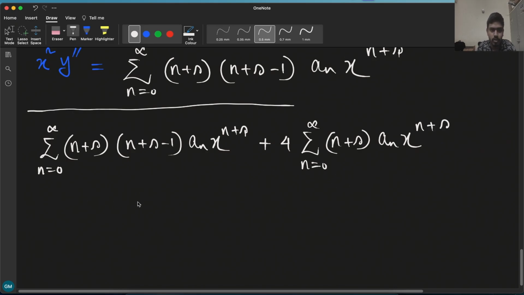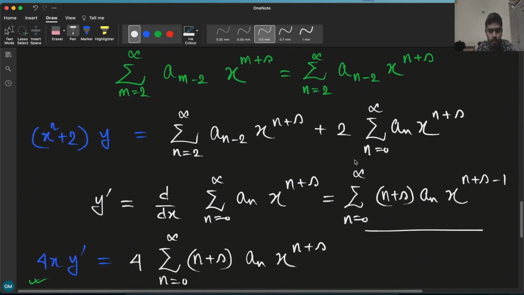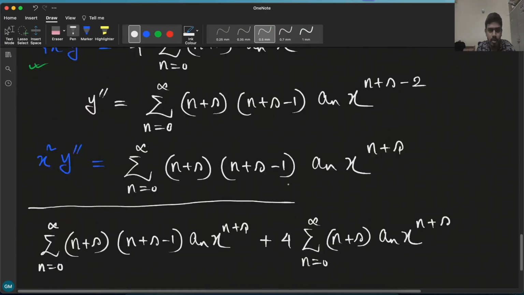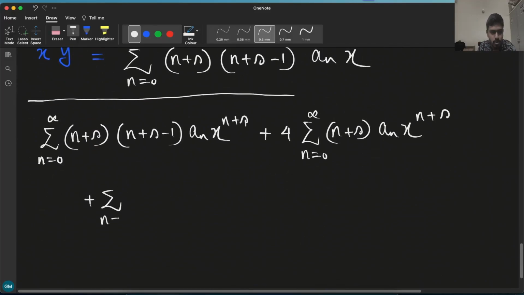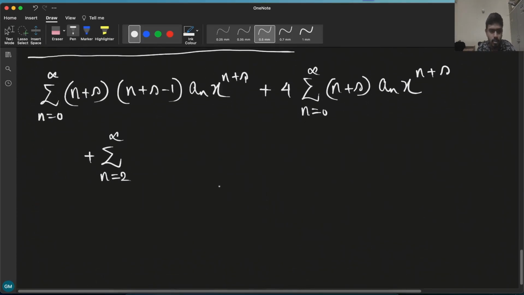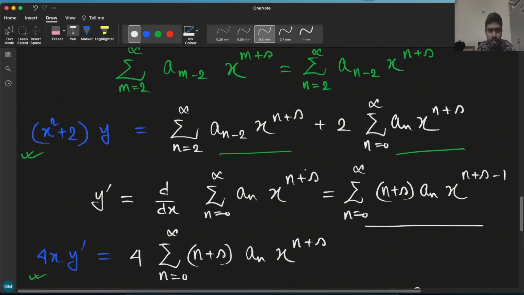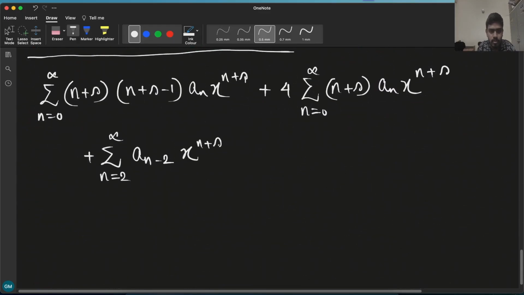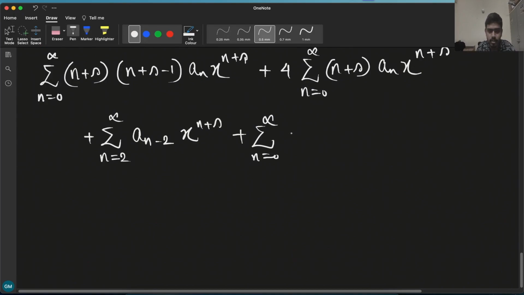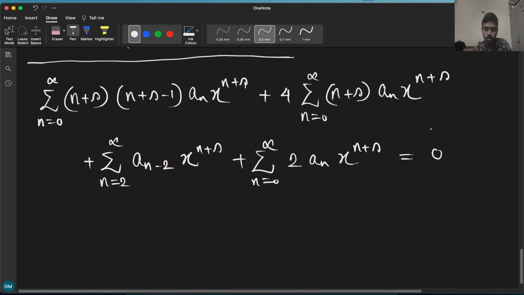And the third term has basically 2 terms, this one plus this one. So this term is the sum over n equals 2 to infinity of a_(n minus 2) x to the power n plus s, plus the sum over n equals 0 to infinity of twice a_n x to the power n plus s, equals 0. Now we will follow the usual method.